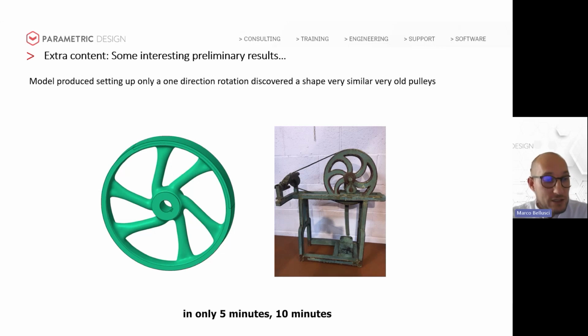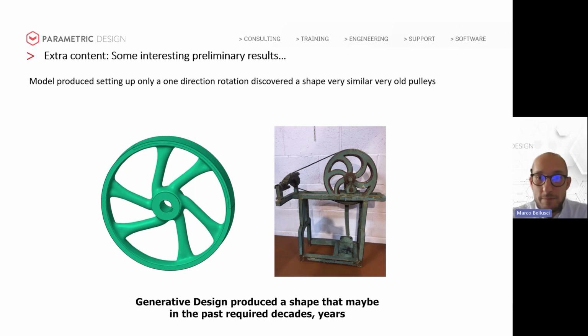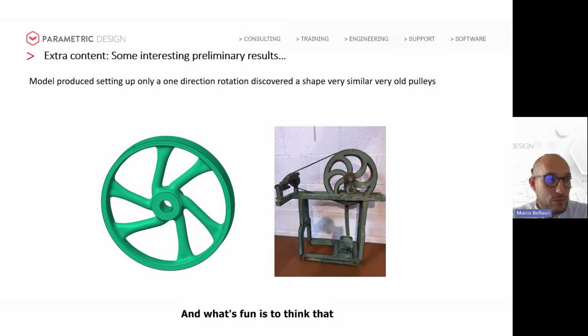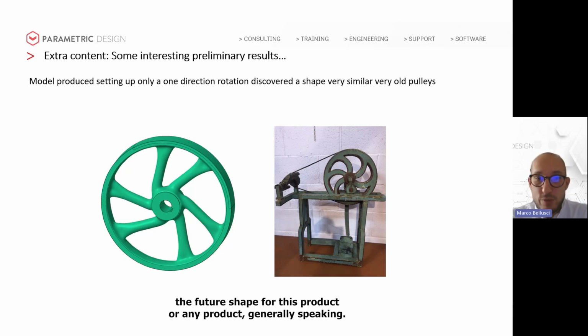What's interesting is that in only 5 or 10 minutes, generative design produced a shape that maybe in the past required decades, years of experiment, numerical simulation, calculation, and so on. And what's fun is to think that maybe in generative design we have the power to discover the future shape for this product or any product, generally speaking.